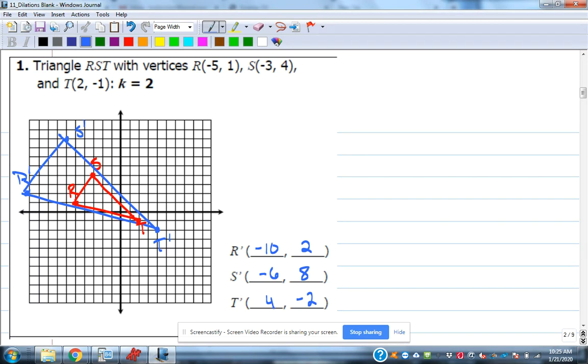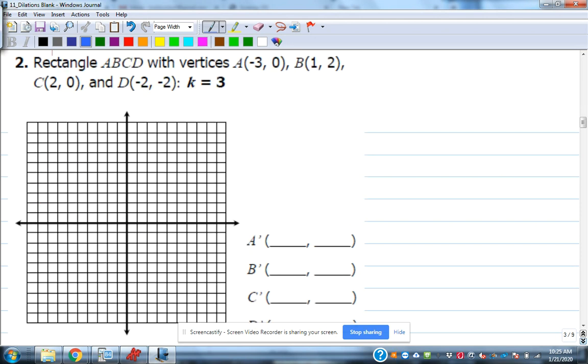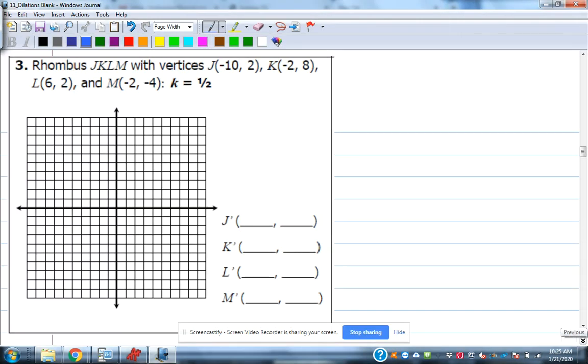All right. Really easy thing. Let's do a reduction. Let's go down there to number 3. It has rhombus JKLM and gives us the vertices. So I'm going to graph JKLM first.